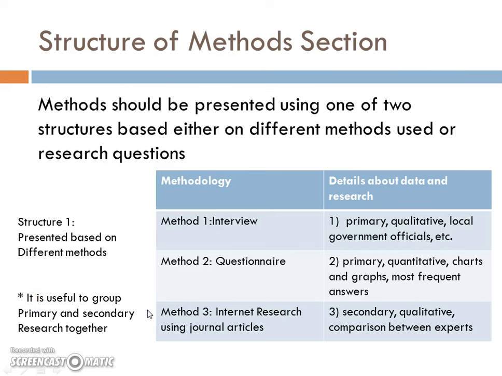If you choose to structure your methods section in this fashion, to stay organized, a helpful tip is to group the methods by research type. So for example, method 1 and method 2 are both primary research, and method 3 is secondary research.